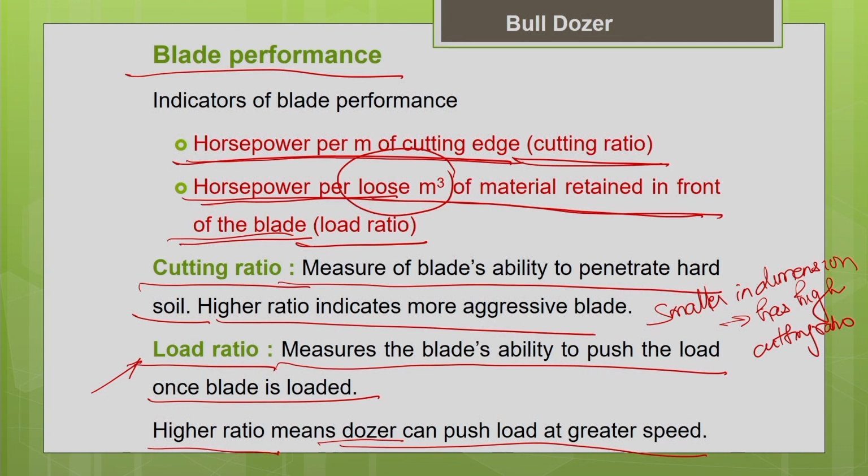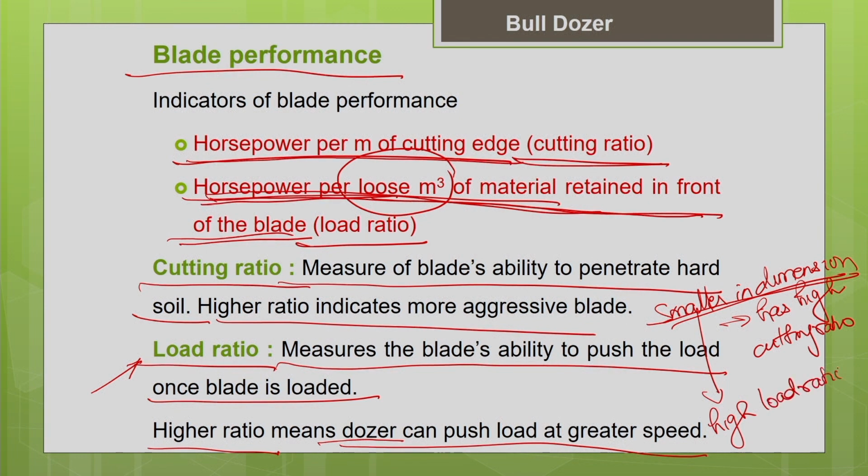That depends upon the type of the material which we are going to push, and also it depends upon the type of blade. As mentioned, it is horsepower per loose meter cube of material. If the blade is smaller in dimension, there will be more concentration of power per meter cube of material in the front of the blade. So those blades can easily push the material. Smaller blades will also have high load ratio.